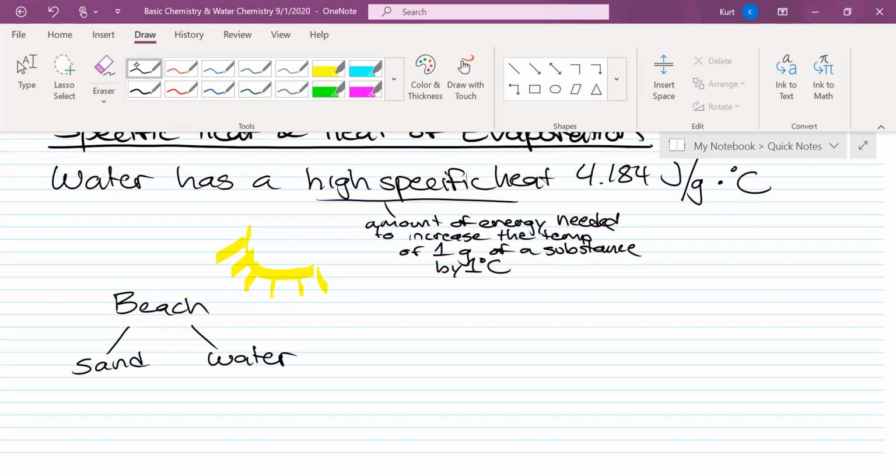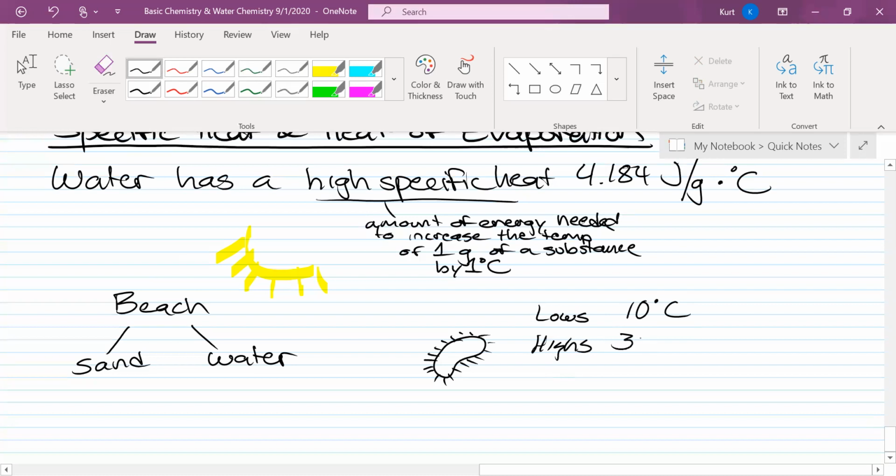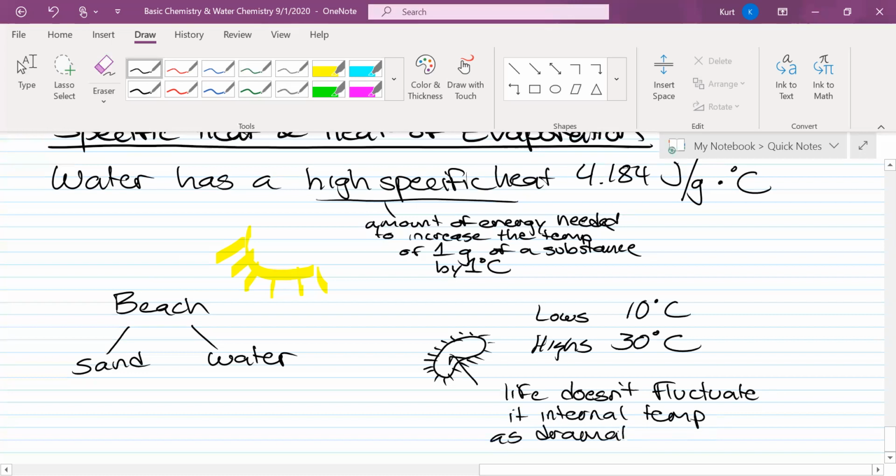Well, all life is mostly water-based. So if we have some sort of little bacterium, a little microscopic organism, and it's in an environment where the lows are maybe 10 degrees Celsius and the highs are 30 degrees Celsius, that is a tremendous temperature swing, but its internal temperature is likely not going to be as drastically affected because it is water-based. So the great thing about us and having water with a high specific heat is that life doesn't fluctuate its internal temperature as dramatically as the environment.